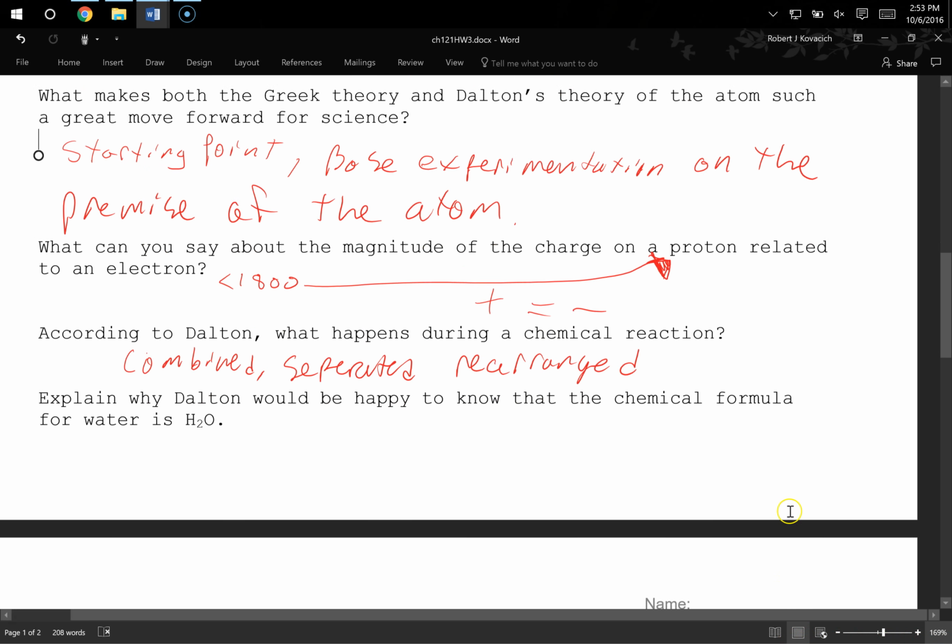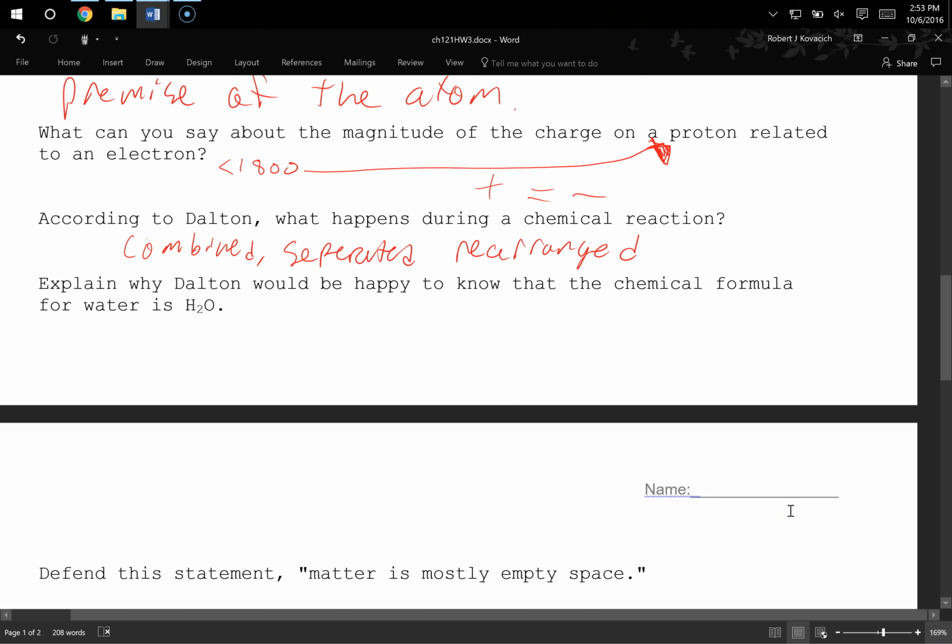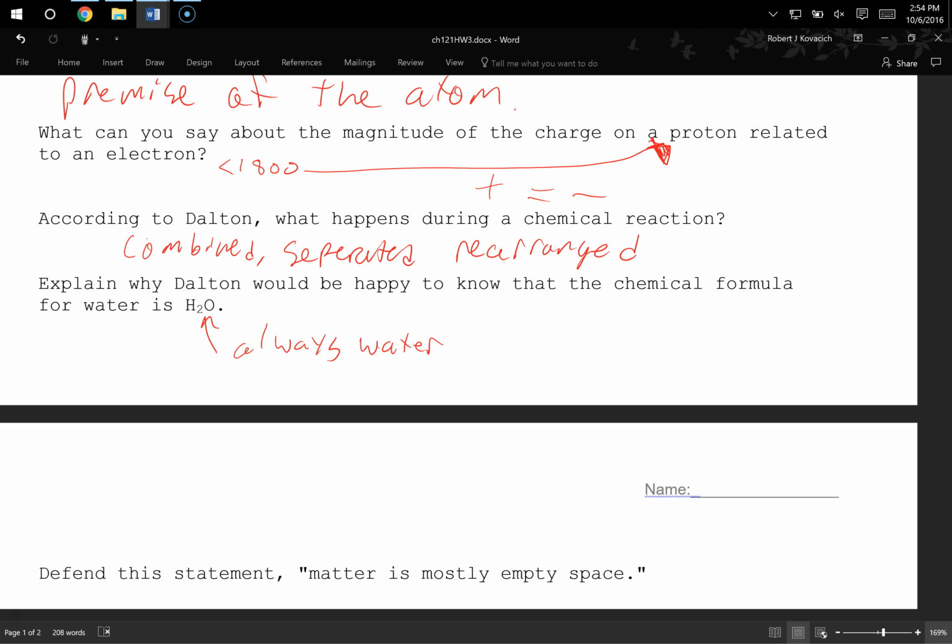Why is Dalton happy that water is H2O? Yeah, that is always water. What else? Whole numbers. And it's a 2 and a 1. Not like 7,222 to 43. It's very simple whole numbers.